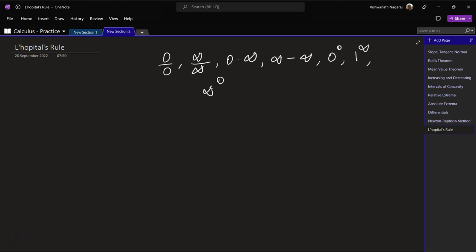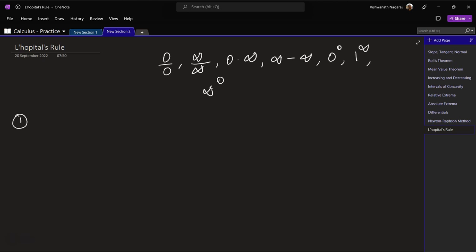Okay, so many times what happens when we are trying to solve problems, we end up with this form of limit problems where direct methods lead to these types of forms. So how to solve those types of problems? That is where we use L'Hopital's rule. Let's actually solve problems and learn how to do that.